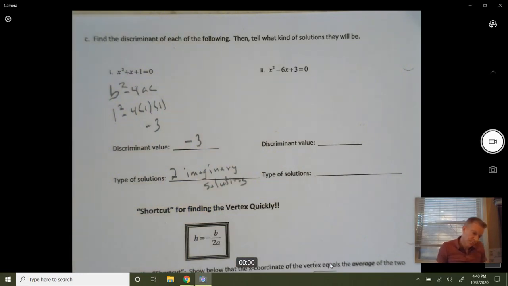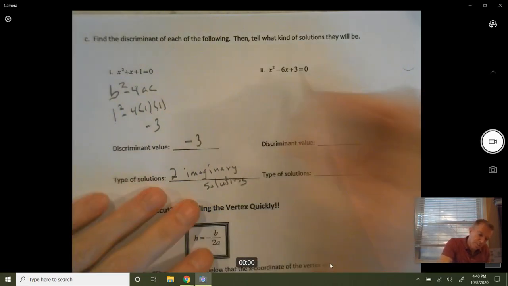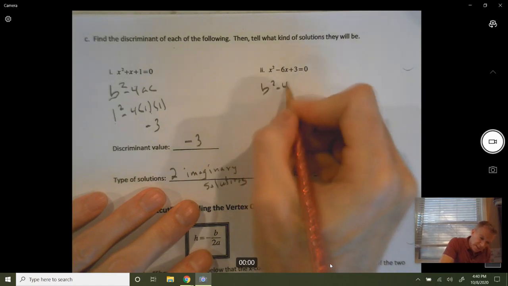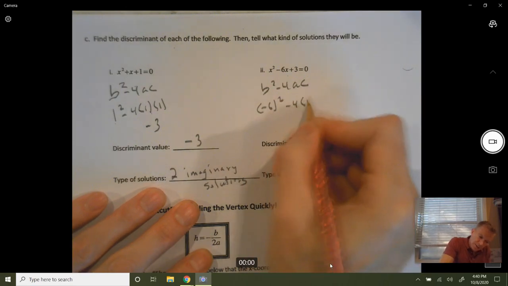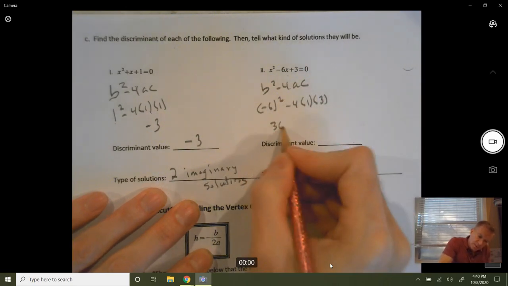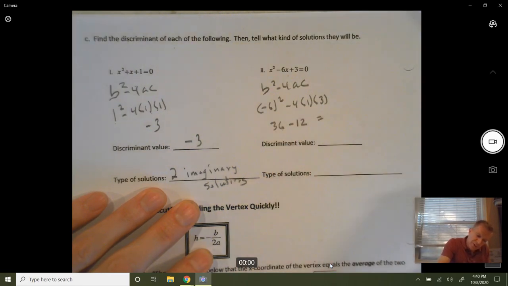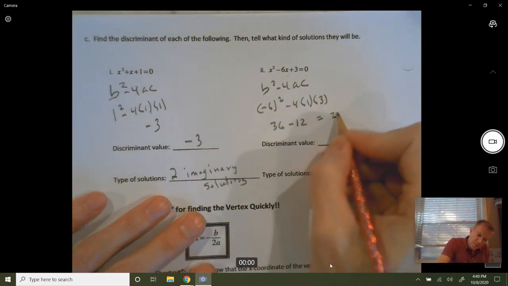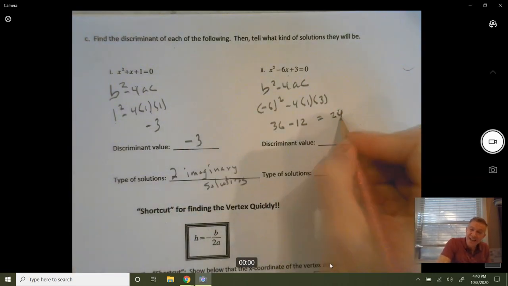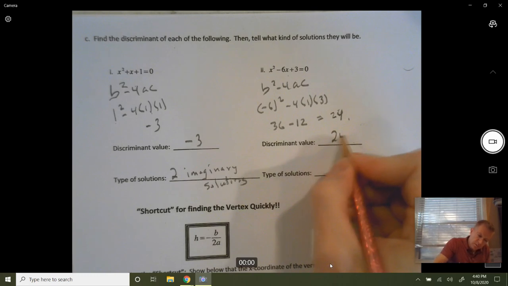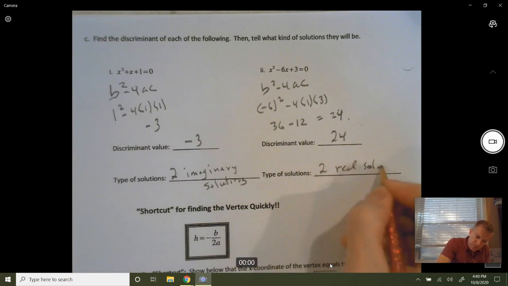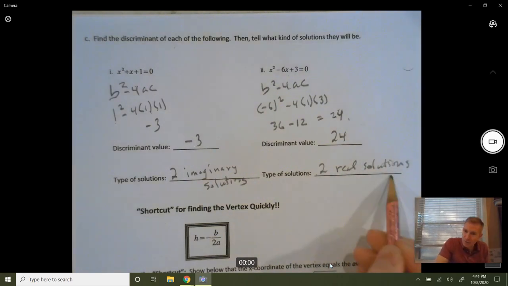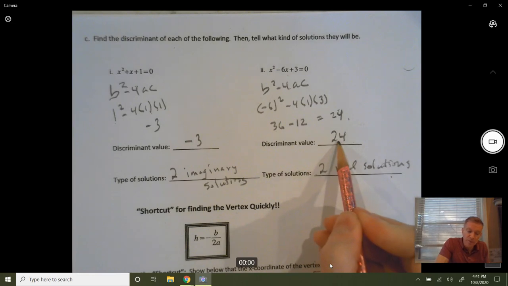Okay. Let's go to this one. B squared minus 4ac. So negative 6 squared minus 4 times 1 times 3. So 36 minus 12, and we get 36, 24, okay? So that's not a perfect square. So the types of solutions are going to be two real solutions. They're not rational, but we know they'll be real. There will still be a plus or minus square root of 24, and square root of 24 is not a rational number, okay?